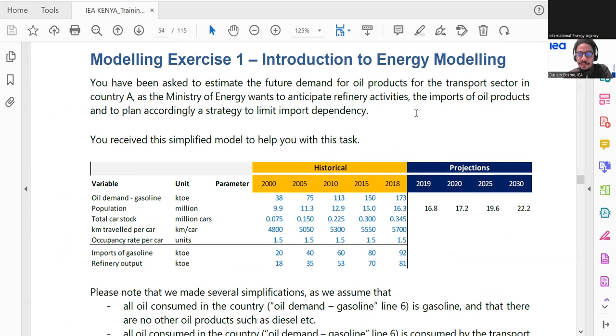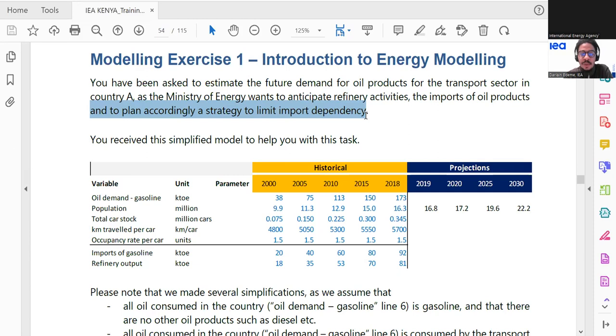In this exercise, you are asked to put yourself in the shoes of an official working in the Ministry of Energy of a hypothetical country, which we will call country A, who is asked to estimate the future demand for oil products for the transport sector. This energy ministry, the entity for which this analyst and modeler is working, wants to anticipate refinery activities, the import of oil products, and plan accordingly a strategy to limit import dependency.